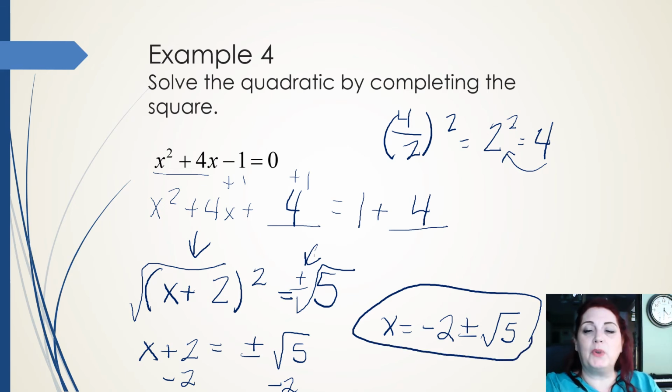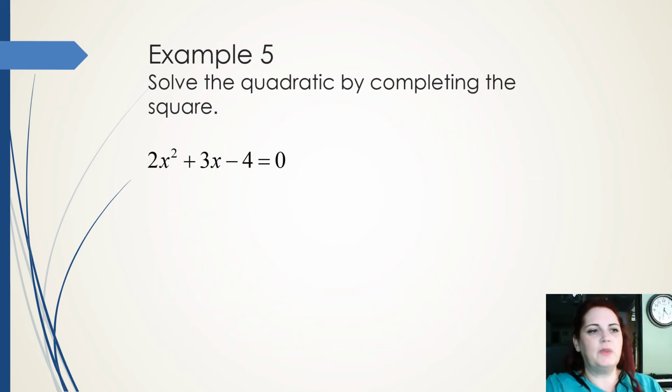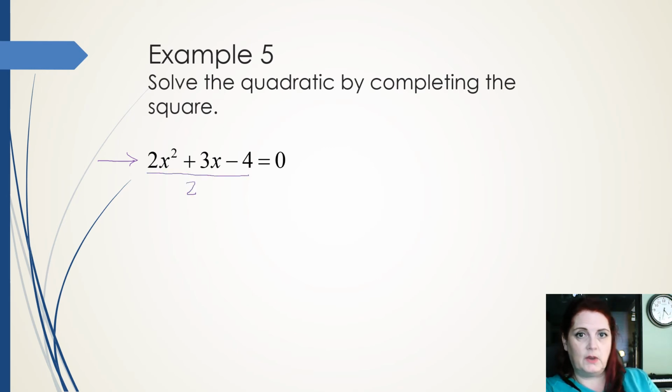Let's try one more example, and this one is going to be just a little bit different. In this final example, we've got a trinomial, but it's a little different than anything we've seen so far because it has a leading coefficient of 2. We don't complete the square with leading coefficients of 2 or any other number other than 1. So we're going to divide the entire equation by 2.